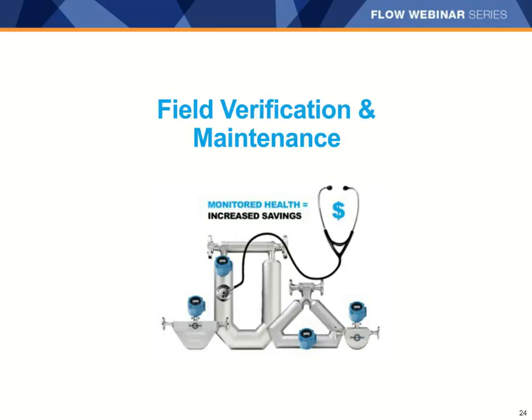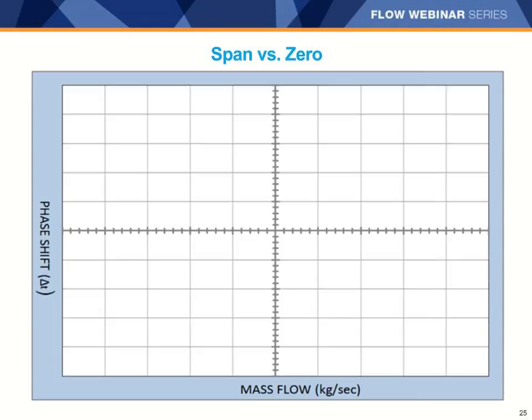We'll now talk about the tools that are available for field verification and maintenance. The most important adjustment to a Coriolis meter during calibration is the flow calibration factor, which adjusts the span of the measurement. But there is another adjustment that is as important in some gas applications where the range of flow rates will be wide. This is known as the meter zero adjustment.